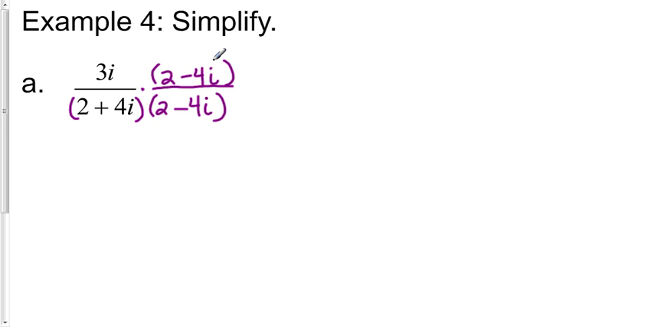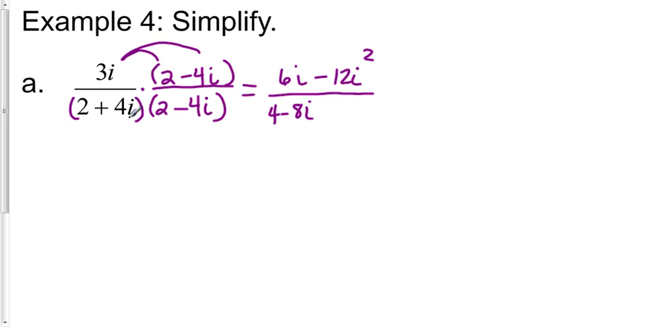I'm multiplying by 1. All right, so on the top, I'm going to distribute 3i, and I get 3i times 2 is 6i minus 3i times 4i is 12i squared. And I'll change that later into negative 1. In the denominator, I'm going to FOIL this one here, but just so you know, you can use the shortcut or the trick that I just showed you. 2 times 2 is 4. 2 times negative 4i is negative 8i. 4i times 2 is positive 8i. And then 4i times negative 4i is negative 16i squared.